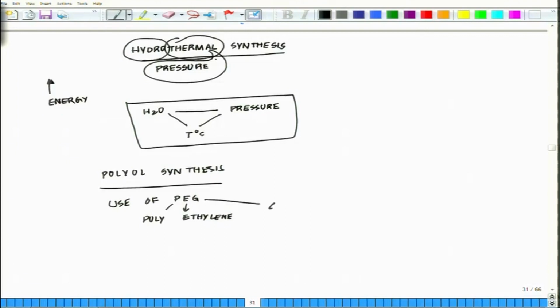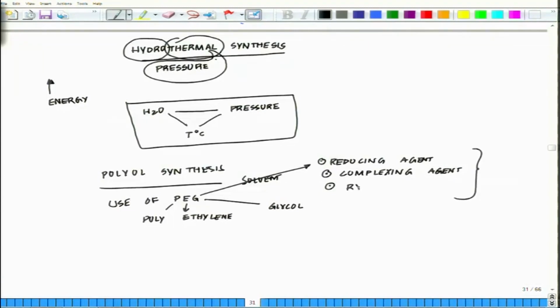Ethylene glycol. So, use of PEG as a reaction medium that plays a role of solvent, reducing agent, and complexing agent at the same time. So, the role of PEG is as reducing agent, complexing agent. At the same time, it is acting as a reaction medium, okay, and plays as a basic solvent. So, it has multiple roles to play in the polyol synthesis.